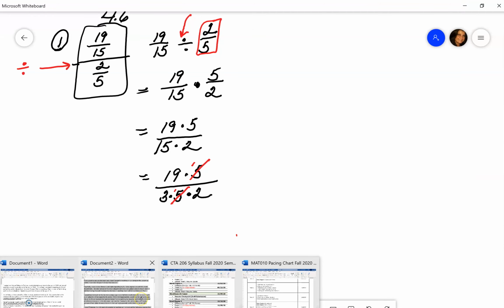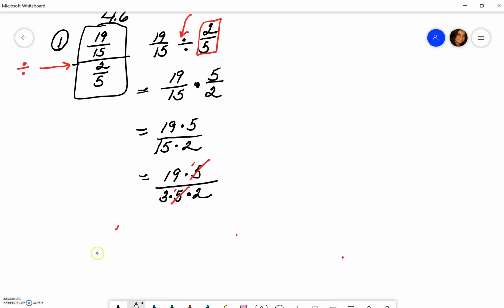Oops, didn't mean to bring all that stuff up. Sorry about that. Okay, so now that we divide out these 5s, we have 19 on top and 6, 3 times 2 is 6, on the bottom. And that's your final answer, because you cannot reduce that down any further. And I'm sorry about the way it's coming up on screen. That's 19 over 6.